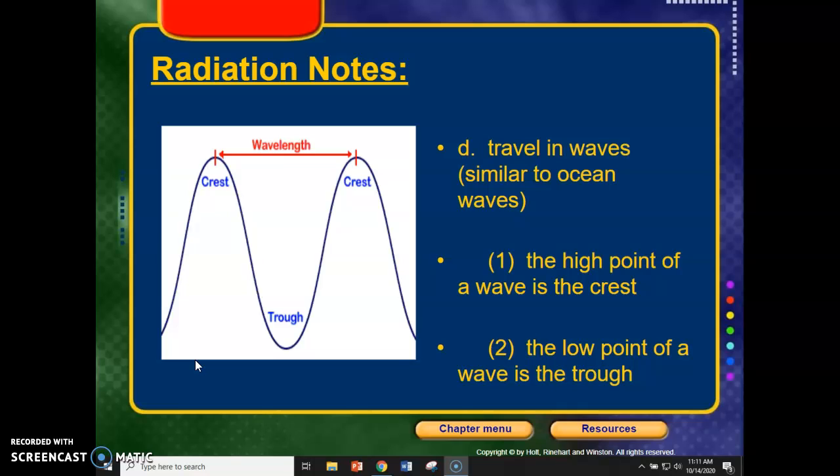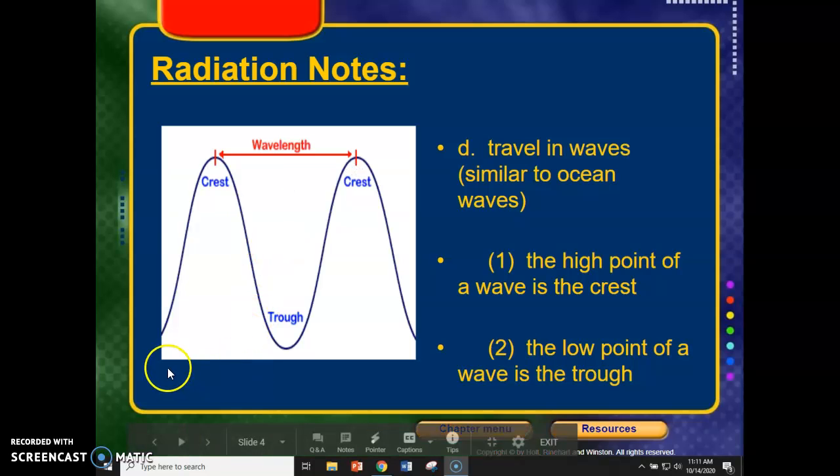Electromagnetic waves, you can think of them traveling like an ocean wave, up and down and up and down. The top of the wave is called the crest. The bottom of the wave is called the trough. The distance until it repeats itself is called the wavelength. So here it is from the top all the way down to the trough, all the way back up to the next top. And then the wave would simply repeat itself.